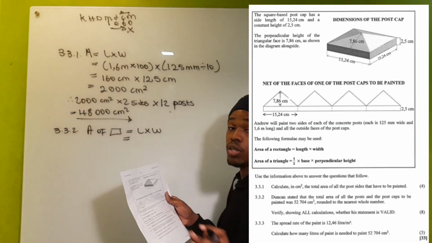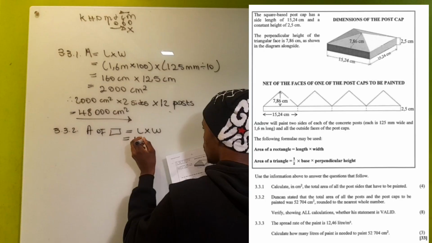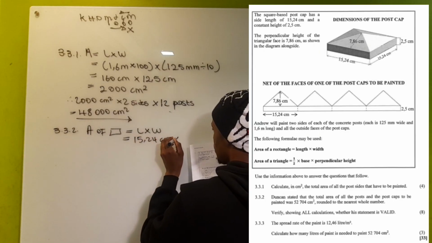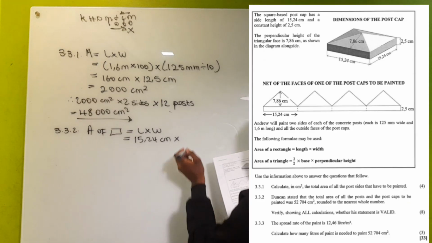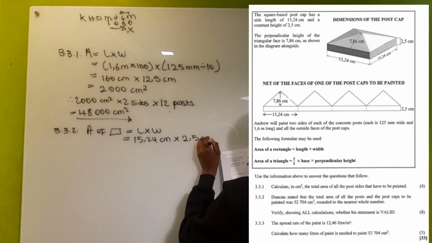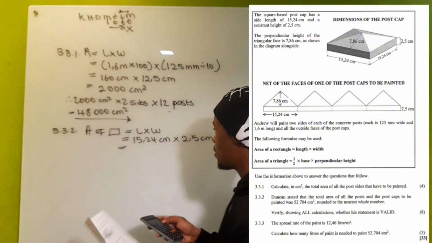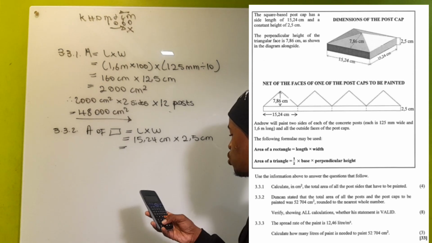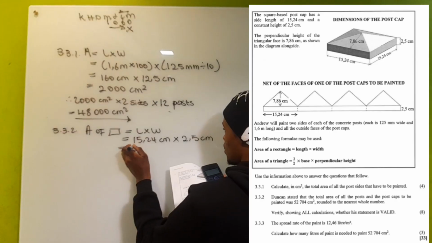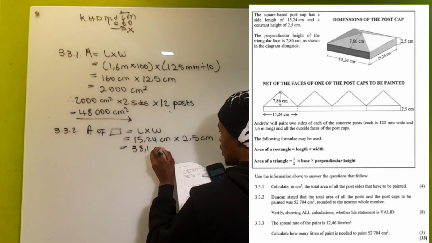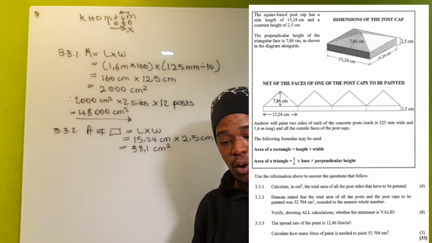Now what we have to do is just substitute and get the answer. So our length, we're going to take 15.24 centimeters and multiply it by the height, not the width, but the height, which is 2.5 centimeters. This is the height of the post cap, okay? So we're going to get our answer by clicking on the calculator and saying 15.24 multiplied by 2.5, which gives us a total of 38.1 centimeters squared.